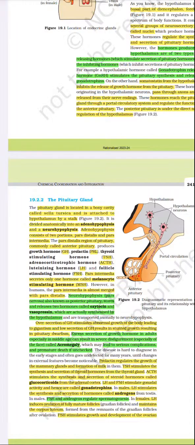LH and FSH stimulate gonadal activity and hence are called gonadotropin hormones. In males, LH stimulates the synthesis and secretion of hormones called androgens from the testes. FSH and androgens regulate spermatogenesis. In females, LH induces ovulation of fully mature follicles and maintains the corpus luteum formed from the remains of the Graafian follicles after ovulation. Follicle stimulating hormone stimulates growth and development of the ovarian follicles.